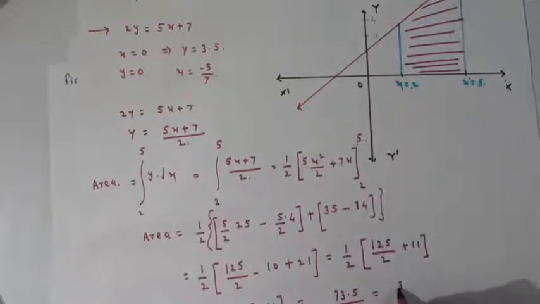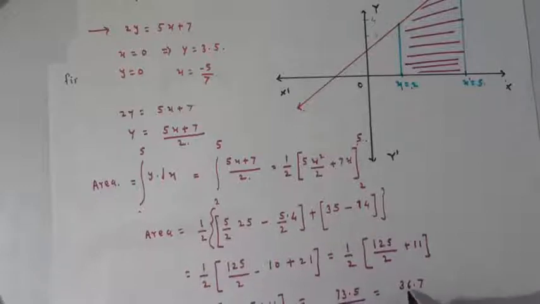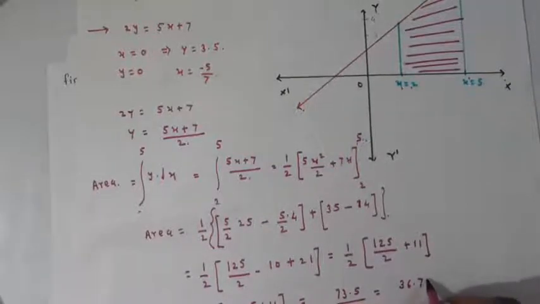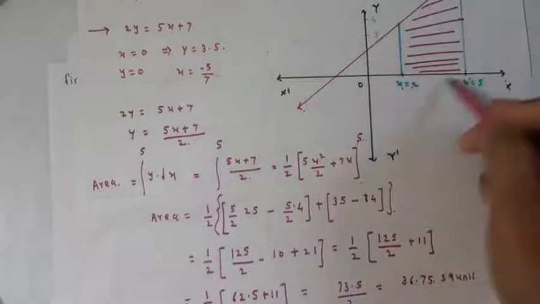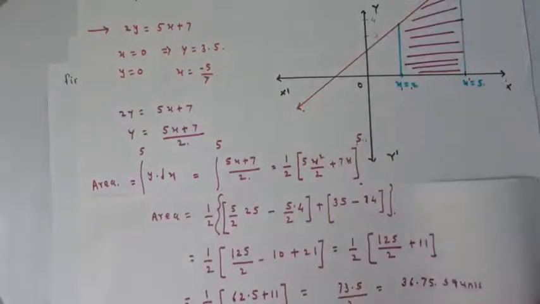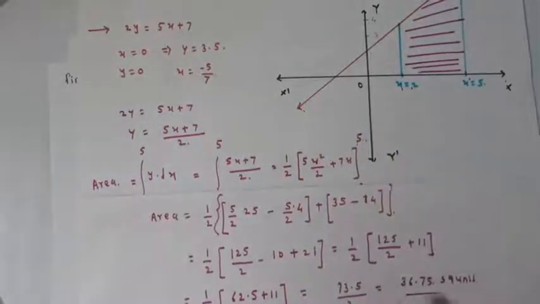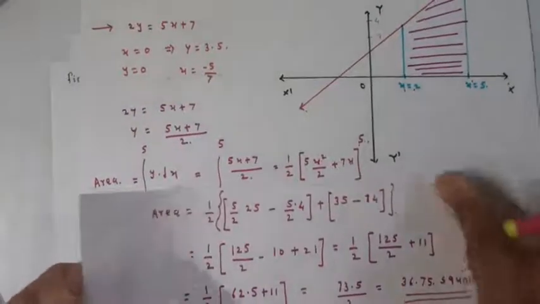2 3s are 6, 3 6s are 12, 2 6s are 12, 2 7s are 14, 75 square units, 36.75 square units, and this is the required area that we have to find out. Okay, in this way we have to solve the problem.